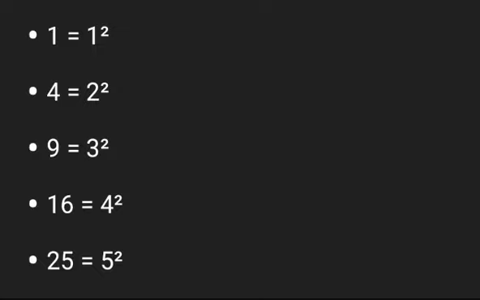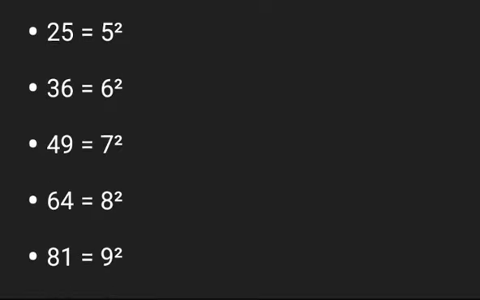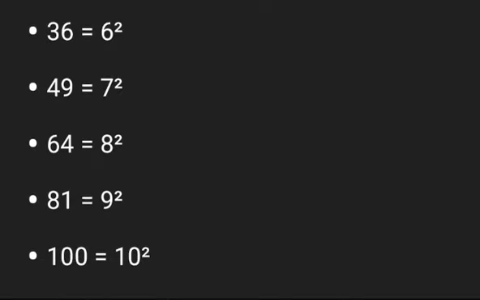For example, 25 is just a whole number, but it's also the square of 5. That's why it's called a perfect square. These, 1, 4, 9, 16, 25, are called perfect squares. Here are a few more examples for 6, 7, 8, 9, 10. It is important for you to know squares up to 30.